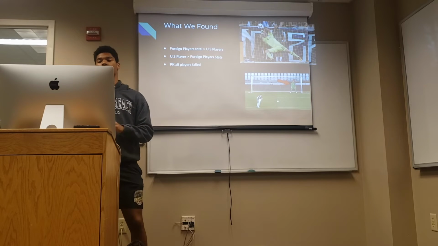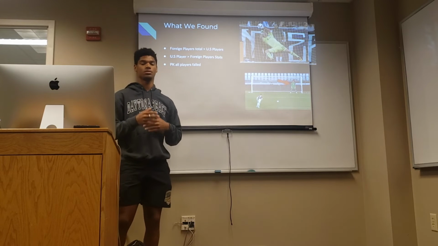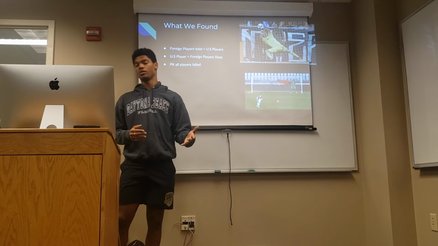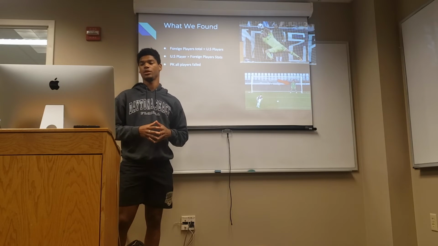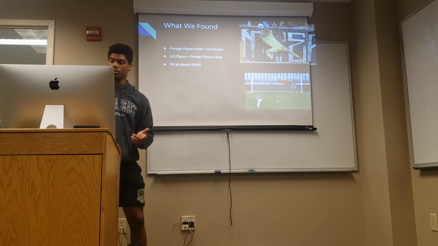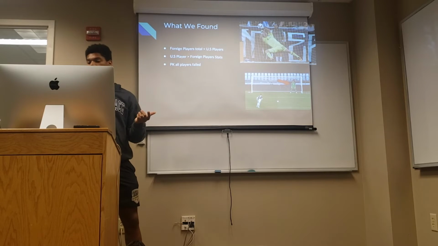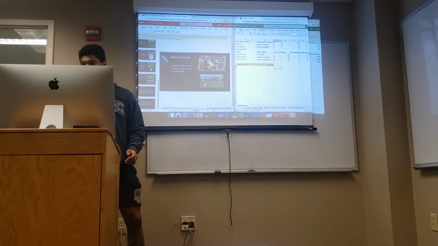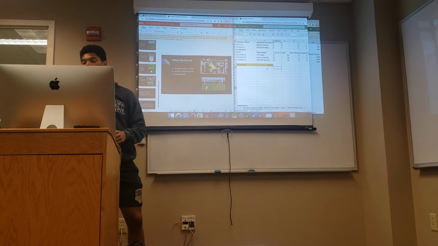And another thing is that even though they're good keepers, all of them failed in the penalty kick saves, which is to be expected. It is very difficult to make such saves. We'll look at the goalkeepers we selected.